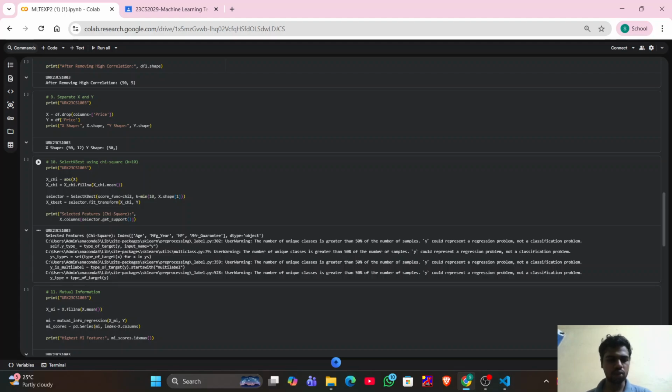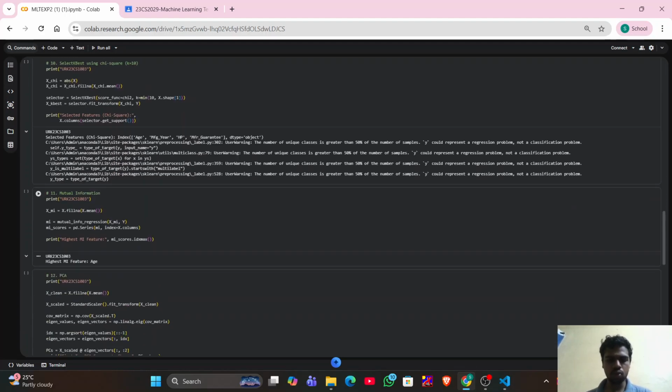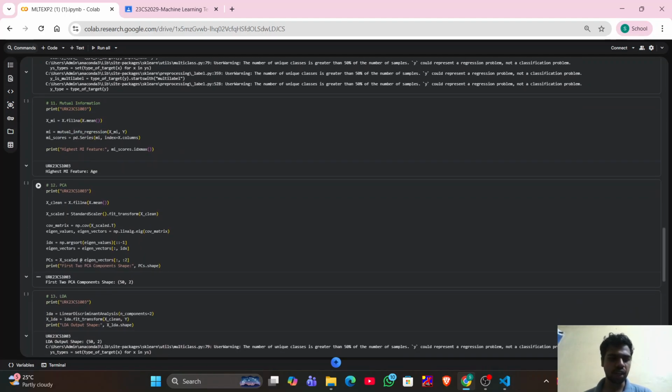Next, the 11th question is mutual information. We compute mutual info regression, which we imported from sklearn. It measures how much information a feature gives about the target. If MI is equal to 0, it means there is no relationship. And a higher MI means stronger dependency. We print the feature with the highest MI score. Here, age has the highest MI with respect to price.